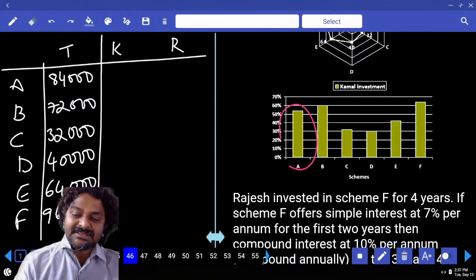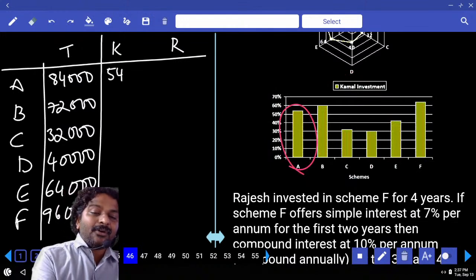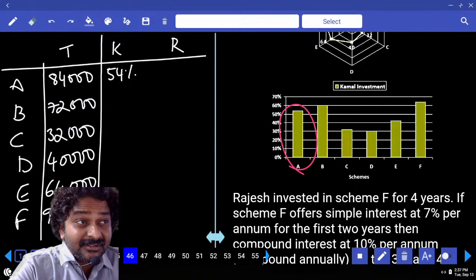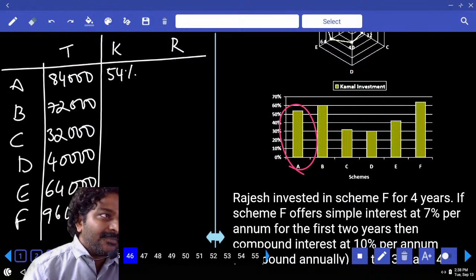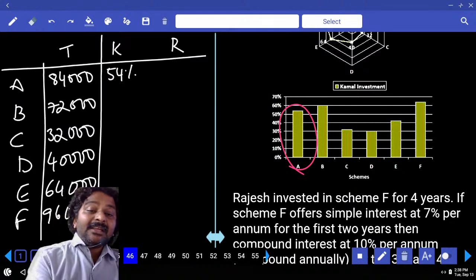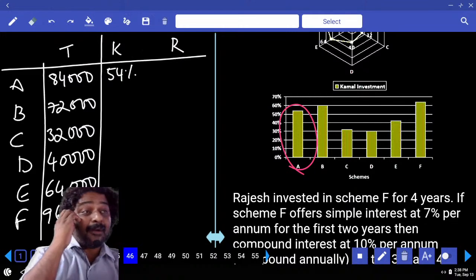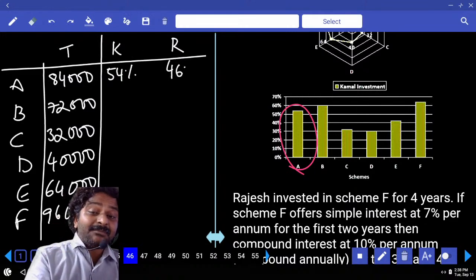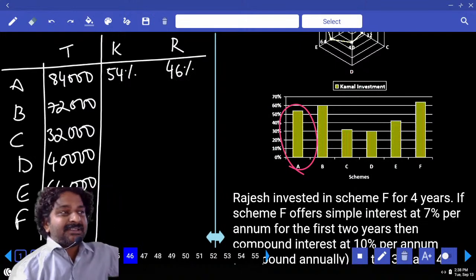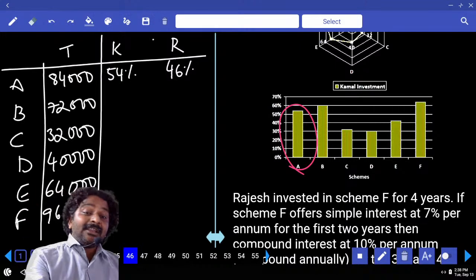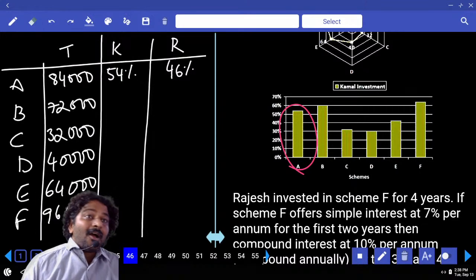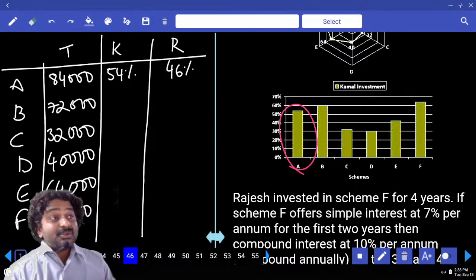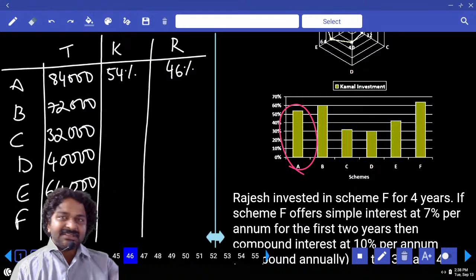So in A, how much is this? 54%. Calculated on which number? 84,000. Will it take time or not, calculating 54% of 84,000? Yes. If Kamal's investment is 54,000, how much is remaining? That must be Rajesh's investment only, 46% of 84,000. Like that, if you want to fill the table, how many conversions are required? 12 conversions. 6 schemes, in every scheme 2 conversions.